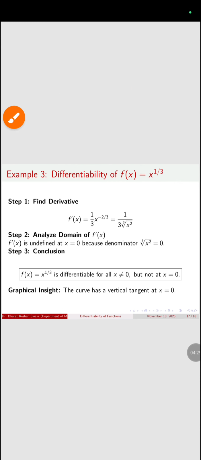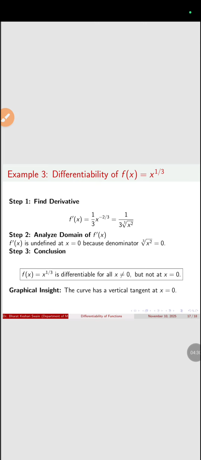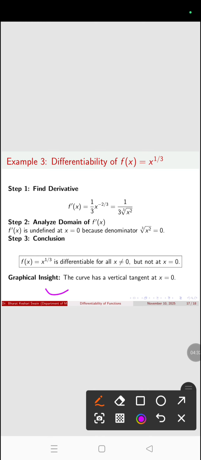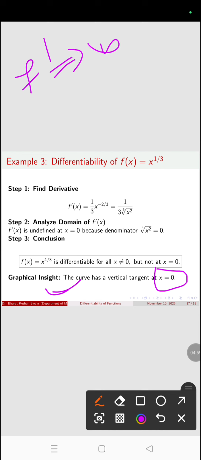This is a note we have to see. It is a point that should be noted: at x equal to 0 it is undefined, which means it is not differentiable. Why is it not differentiable? Because the value of the limit, the value of f dash, will be infinity at x equal to 0.